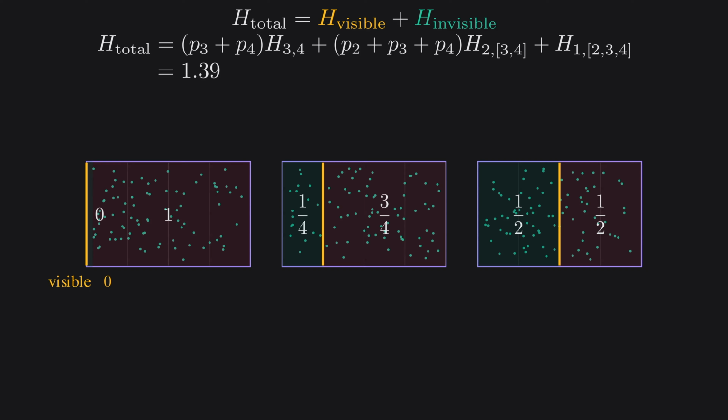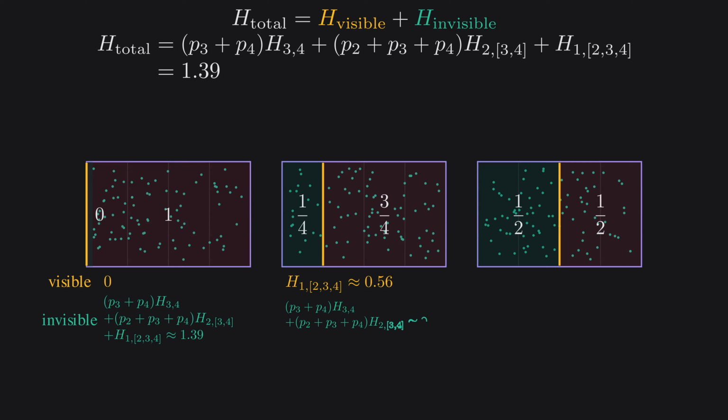For each case, we have some visible entropy plus some invisible entropy. When we partition with 0 and 1, the visible entropy is 0 because all the information is hidden inside the 1 partition. The invisible part sums to 1.39. For the quarter and three-quarter partition, we have 0.56 visible entropy and 0.83 invisible entropy. For the half and half partition, the visible entropy and the invisible entropy are both equal to 0.69. This is the case when visible entropy is maximized.